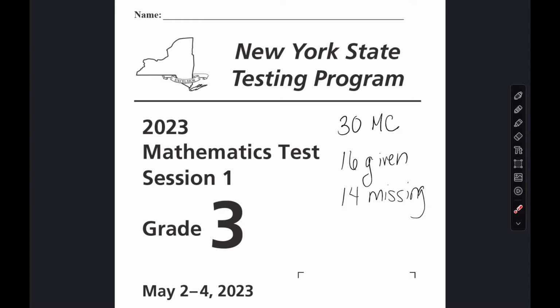Here's something else you need to know though. On the state test, there are 30 multiple choice. Most of them are on day 1, the rest are on day 2. But when you print out this copy, only 16 of the 30 questions are given, meaning 14 are going to be missing. And that's okay. At least you can practice those 16 with us and then use this video to see how you did. Now, let's jump into today's practice review.